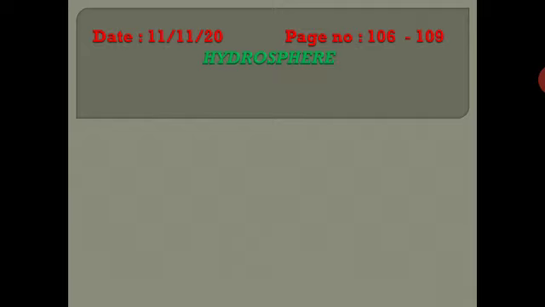How many spheres do we have? Four spheres: lithosphere, atmosphere, hydrosphere and biosphere. We have seen lithosphere and atmosphere. Now we are going to see about the hydrosphere.